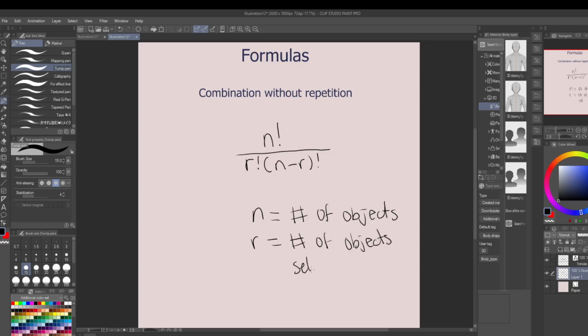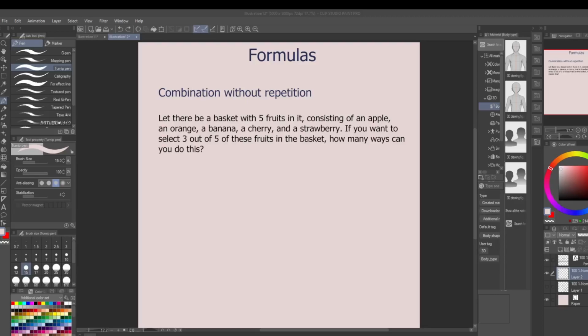being selected. And factorial means we multiply our chosen number by all the numbers listed in it, all the way down to 1. Okay, so now that we're done the formulas, we can start moving on to the questions.